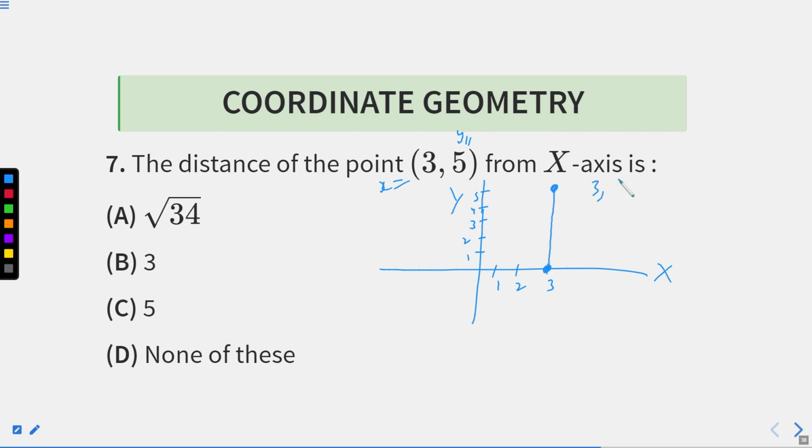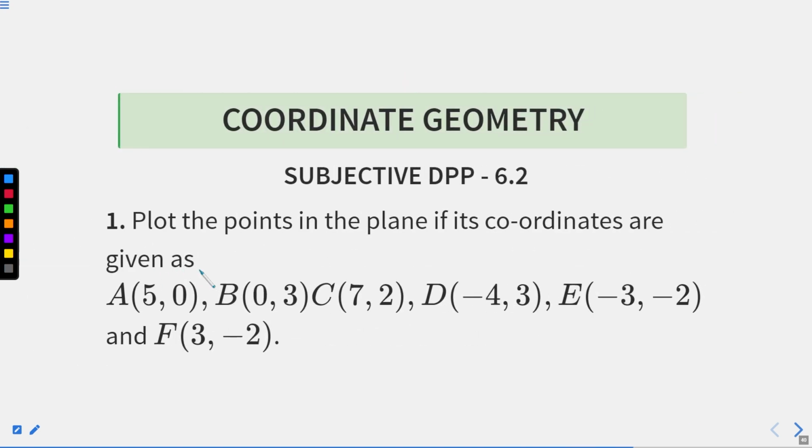Here is our point 3 comma 5, and we are asking what is the distance of the point from the x-axis, and we know this distance is 5, because we moved 5 points upward. So C is our option. Clear? Now plot the points in the plane if their coordinates are given. This is also your homework exercise, so you can challenge yourself on how much you learned from this topic.